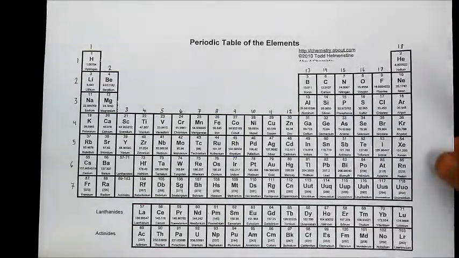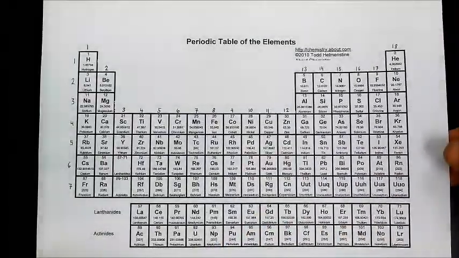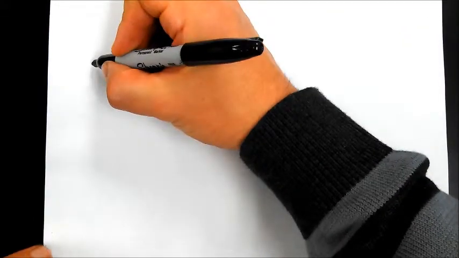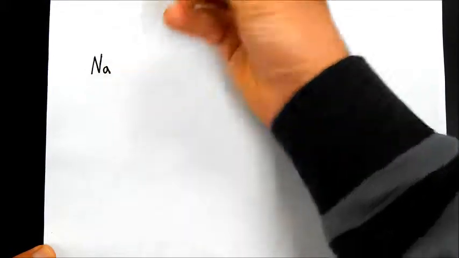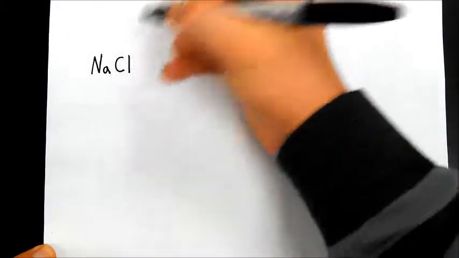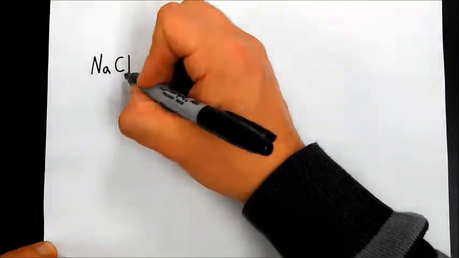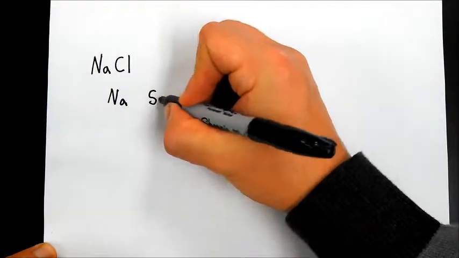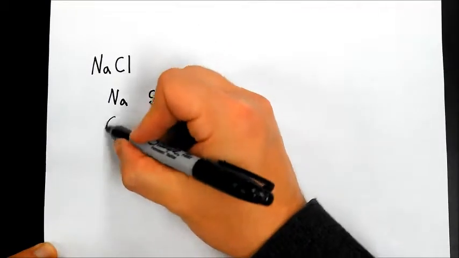Compounds are written in a chemical formula that use the symbols that we see on the periodic table. For instance, regular table salt, NaCl, is a combination of Na, which is sodium, and chlorine.